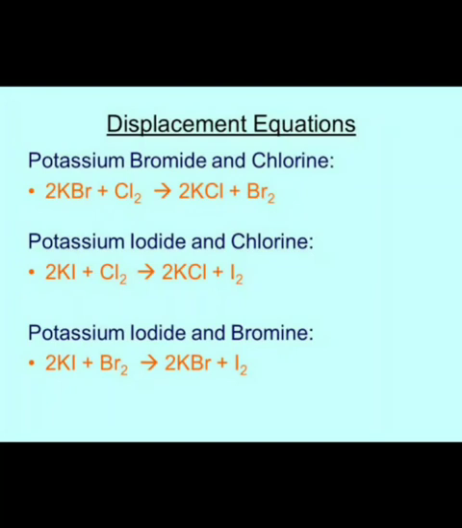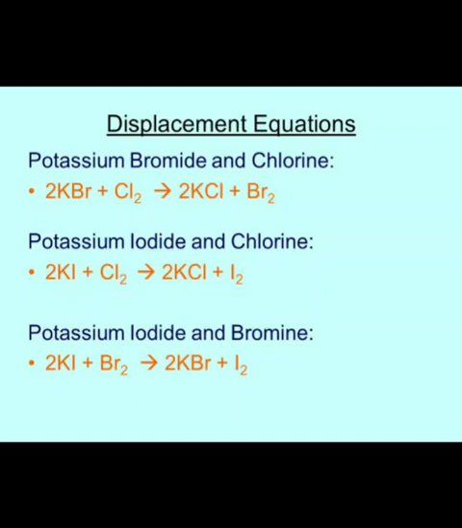Okay, let's see other examples of displacement reaction, that is potassium bromide and chlorine. See here, when potassium bromide reacts with chlorine, chlorine is the highly reactive element here. It will form potassium chloride, and bromine will separate. And potassium iodide and chlorine, like this, KI plus Cl2, that is KCl plus I2. That means iodine is the less reactive element, and chlorine is the highly reactive element.